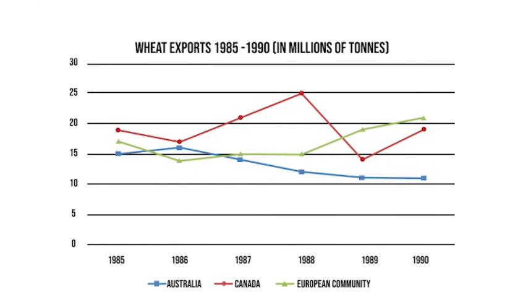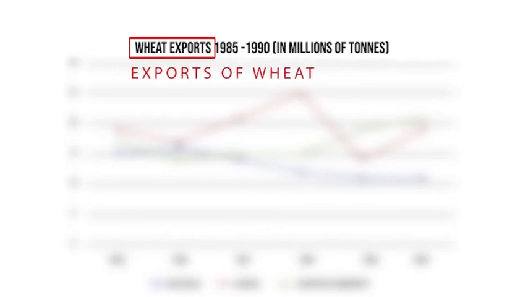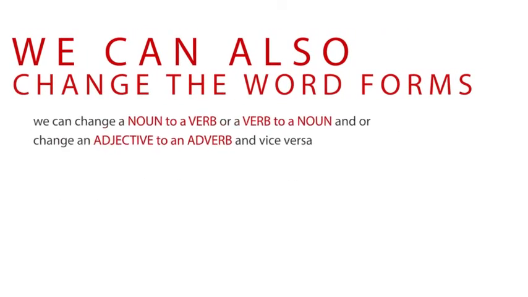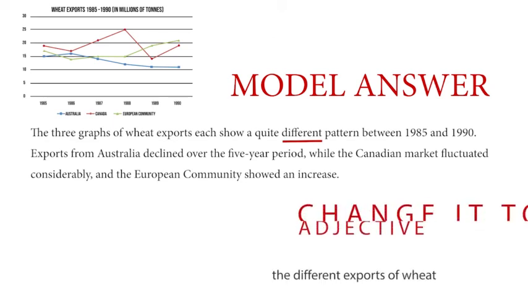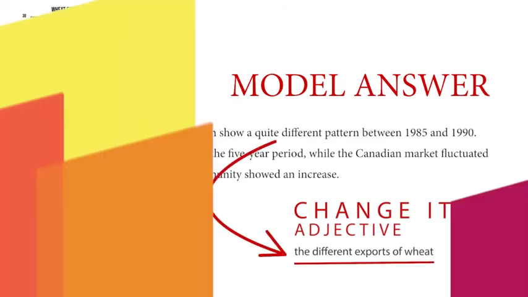Now let's take this into more focus. It says here wheat exports. This can be changed to exports of wheat. That's just one way for us to actually change the word order. Moving on, we can also change the word forms, meaning to say that we can change a noun to a verb or a verb to a noun, or change an adjective to an adverb and vice versa. To illustrate, let's look at the word different here in the first sentence. We can change it into an adjective and come up with the different exports of wheat.